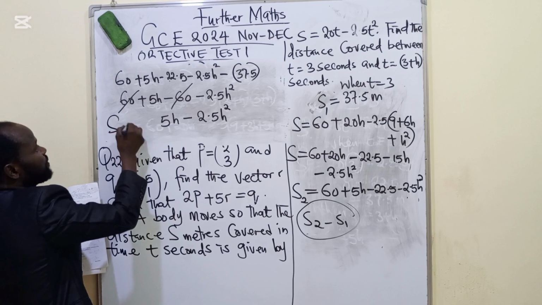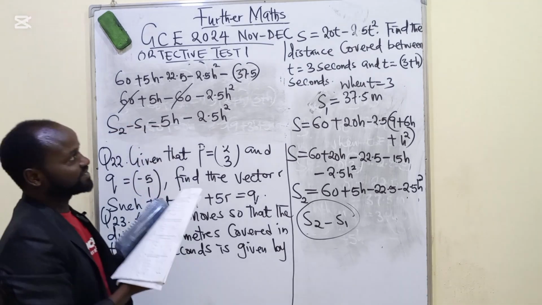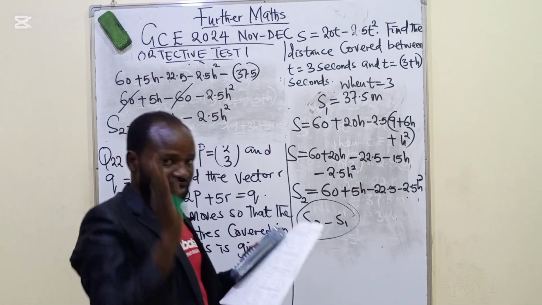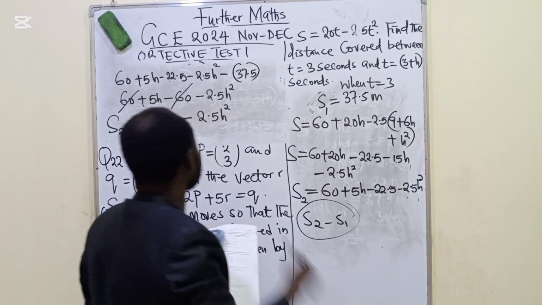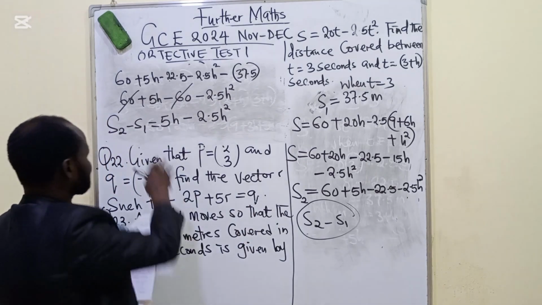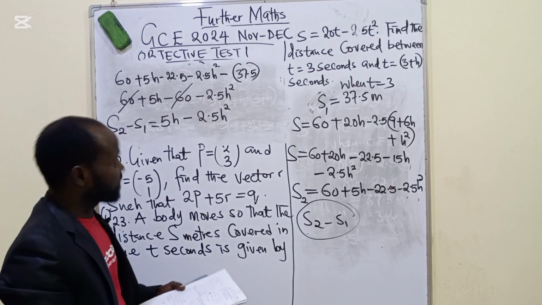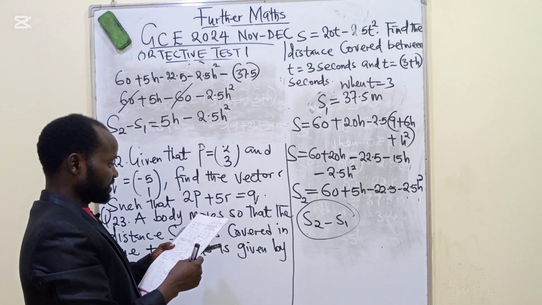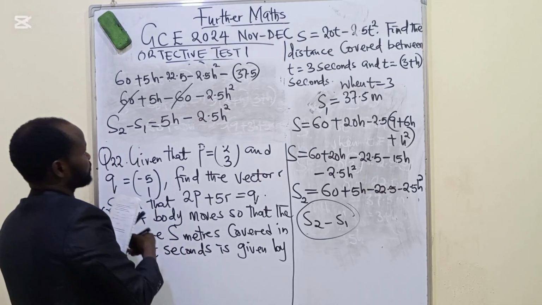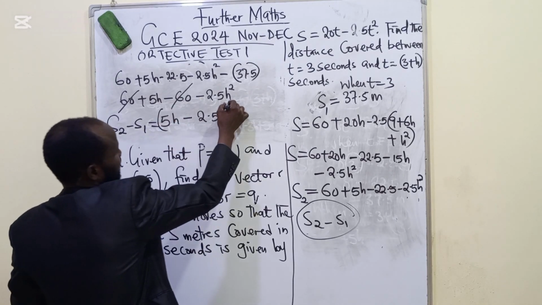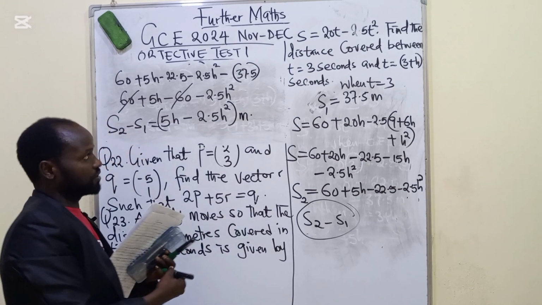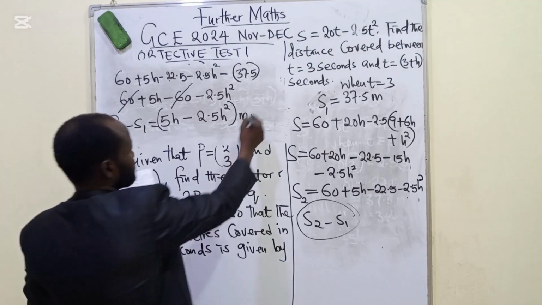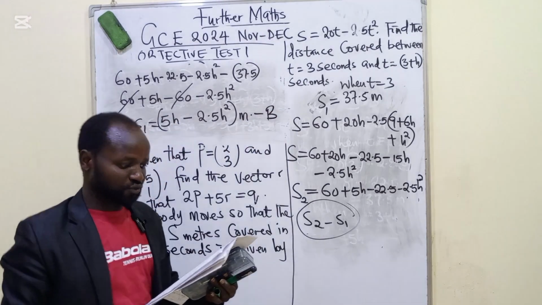This will be S2 now minus S1. We are asked to find the distance covered between when time is 3 seconds and when time is 3 plus h seconds. What will be the distance covered? The distance covered will be 5h minus 2.5h squared. Very important. We can, if we like, simplify this further, or we can leave it like this. It is all in meters, because distance is measured in meters. So this will be the solution, and the correct option is option B.